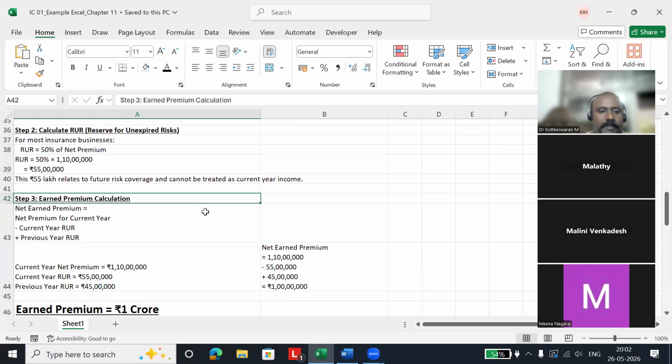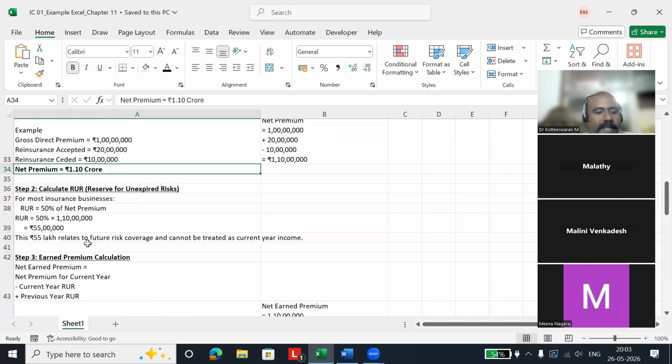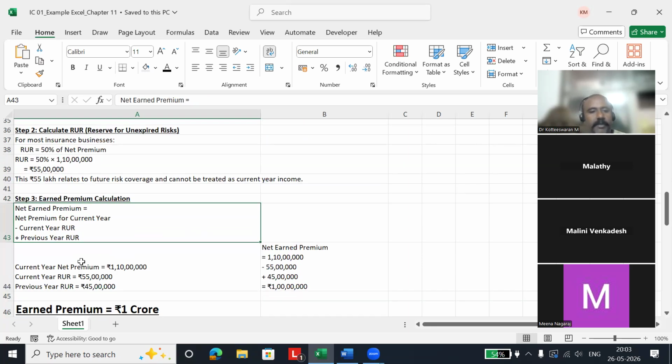Then the third step is earned premium calculation. Finally, actually another premium irukku. That is called earned premium. So net premium minus current year RUR plus previous year RUR. So previous yearலயும் சில reserves நம்ம எடுத்து வச்சிருப்போம். அதை இந்த வருஷம் நம்ம யூஸ் பண்ணிக்கலாம். So next yearக்கு இந்த வருஷம் கொஞ்சம் எடுத்து வைப்போம். அதை நம்ம இந்த வருஷம் மைனஸ் பண்ணணும்.